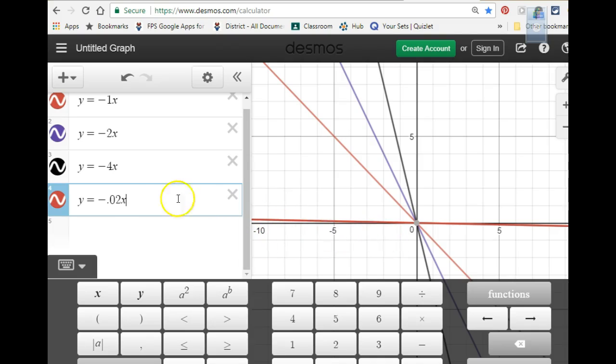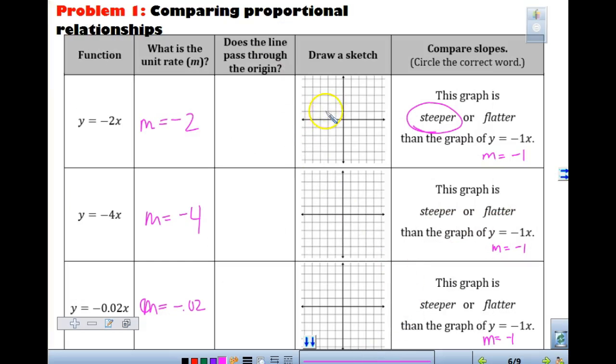What do we notice about the slope? The slope is really close to what number? Really close to 0. So the farther it is from 0, one of the things we notice is the line is steeper. So each time I should see these lines.